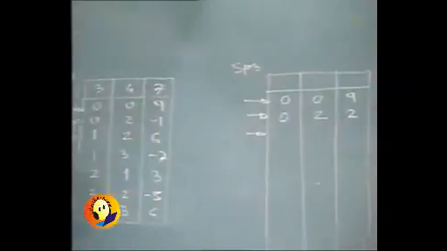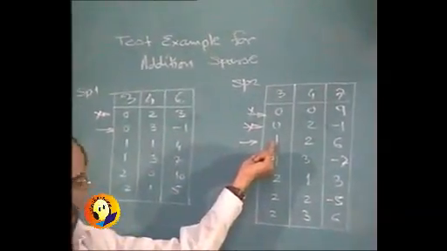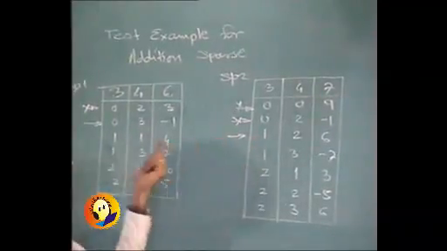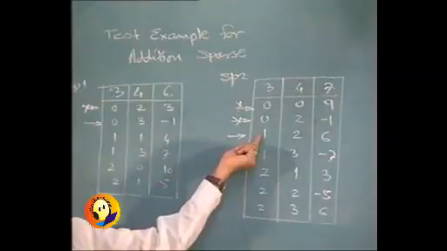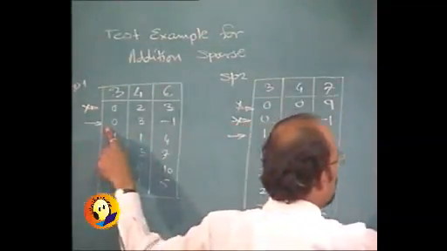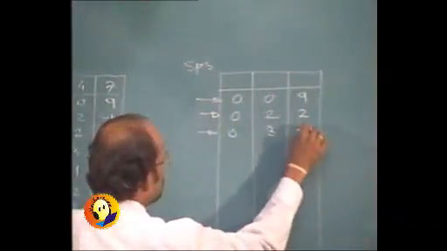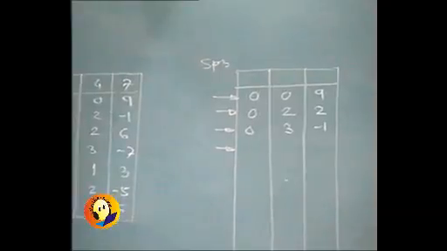sp1[k1].row equal to sp2[k2].row? No. sp1[k1].column less than sp2[k2].column? Yes. Copy the element from sp1: 0, 3, minus 1. Increment k1, increment k3.